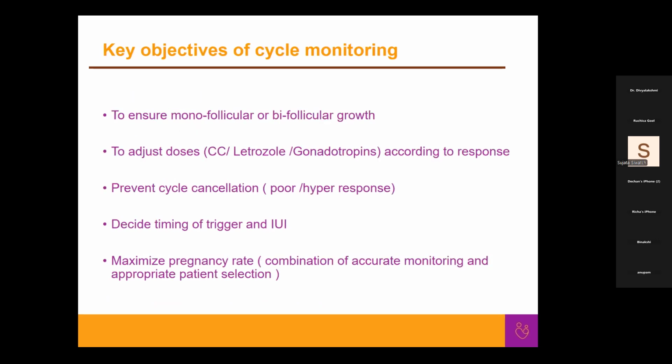Our key objectives of cycle monitoring are basically to ensure a mono or bifollicular growth and to adjust the dose, whatever we are using, gonadotropin, letrozole, or clomiphene, according to the ovarian response. Simultaneously, we have to prevent cycle cancellation in both ways, to avoid poor and hyper response. And we have to decide, according to the cycle, the timing of trigger and the IUI. It is very important to get the maximum pregnancy rate, which can be achieved with the combination of accurate monitoring and appropriate patient selection.